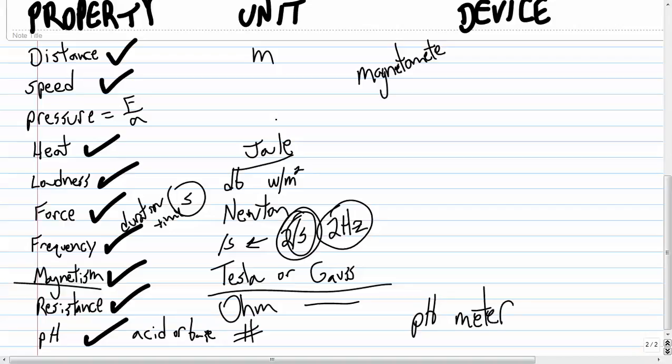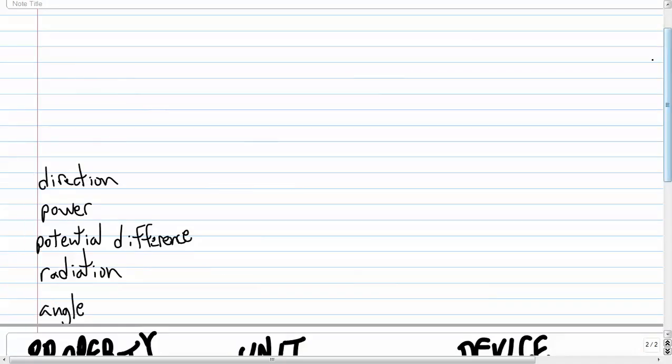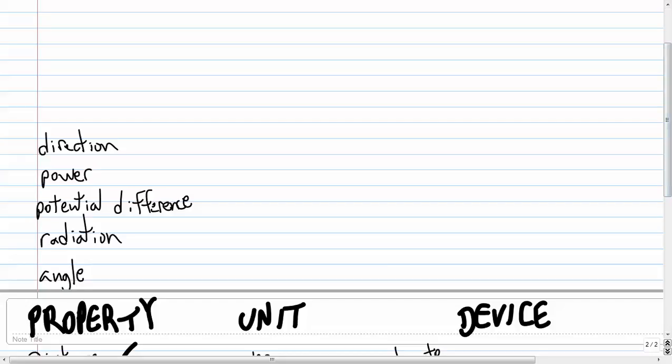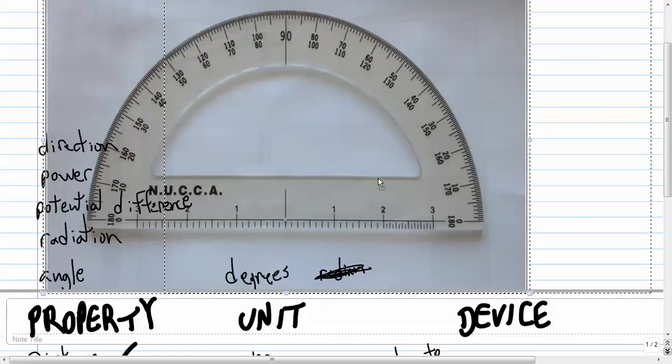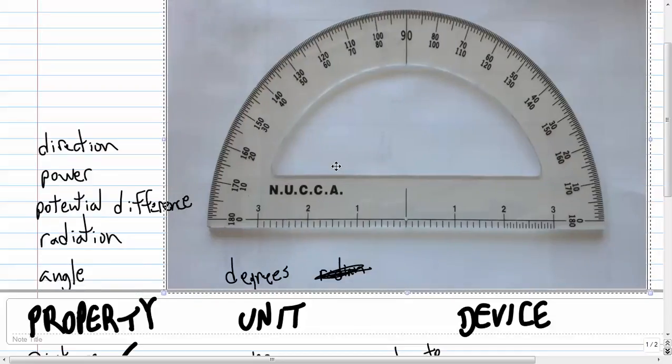Okay, moving along here, I made some space up above. This one you guys will already know. If you're going to measure angle, it's going to be in degrees. If you take physics, we'll work with another unit called the radian, but in this class we don't need to worry so much about that. What do we use to measure angles? Well, one way to do it is with a protractor. I'm not going to write that down. You guys know what these things are. So that's the tool that we use to measure angles.